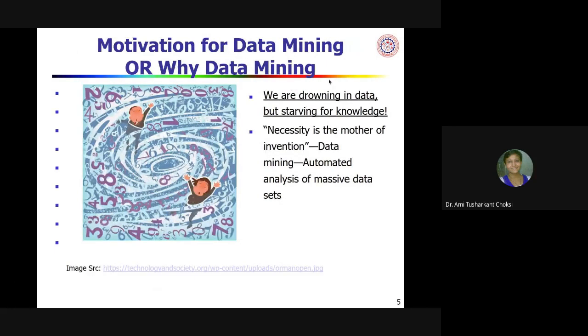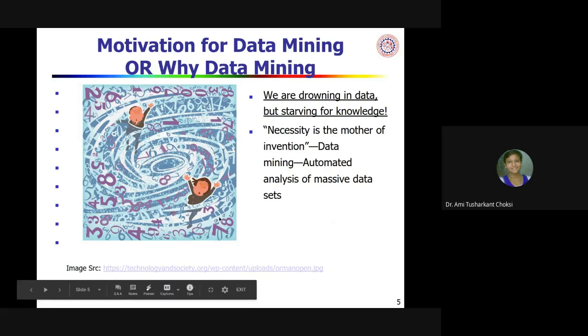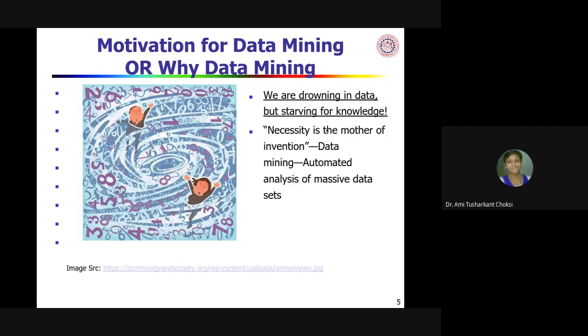We say that this is the motivation for data mining, that is what we are learning, isn't it? And we say that too much data is there. So what to do? Let's see. We are drowning in the data but starving for knowledge. Do we have that? No, we do not have. The figure says very nicely that we are drowning in the data, but we are starving for knowledge. You can see the figure is very nice. People are there and around them too much data is there, but still they are hungry. They are starving for knowledge. Necessity is the mother of invention, and that is the motivation for our data mining subject: automated analysis of massive data sets.